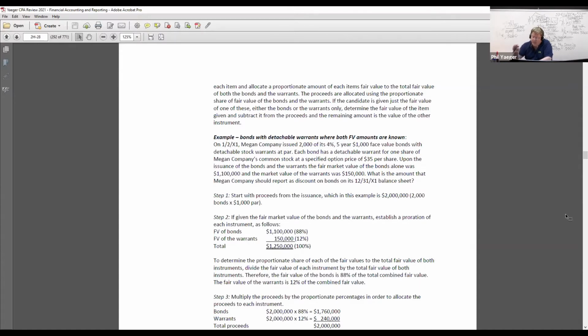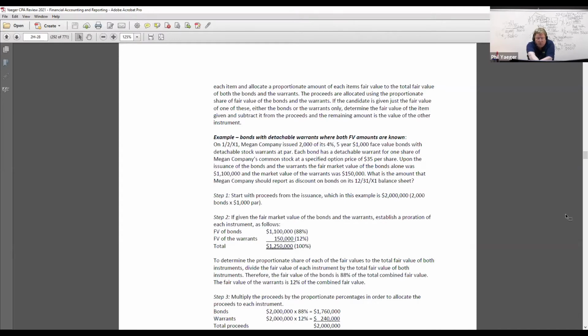All right, so we sold the bonds. How much proceeds did we get from selling the bonds? 2 million. Good. Now we're going to take those $2 million and prorate it between the bonds and the warrants based on the relative fair market value. How much is the fair market value of the bonds by themselves? 1,000,001, right? Is that what it said? It told us that.